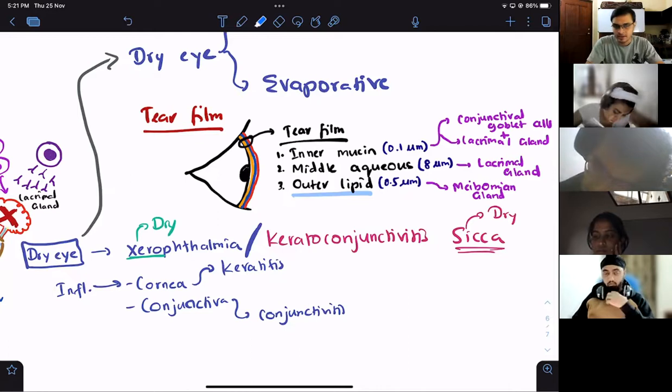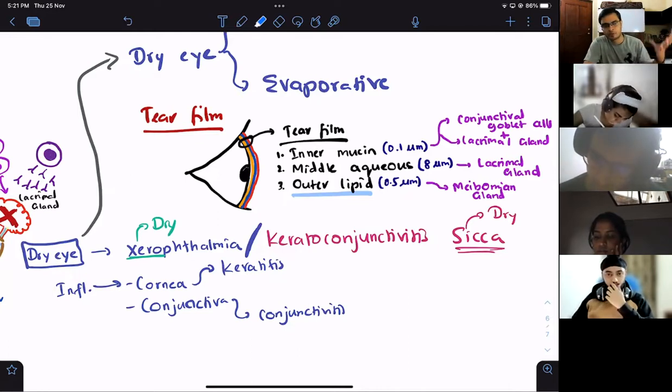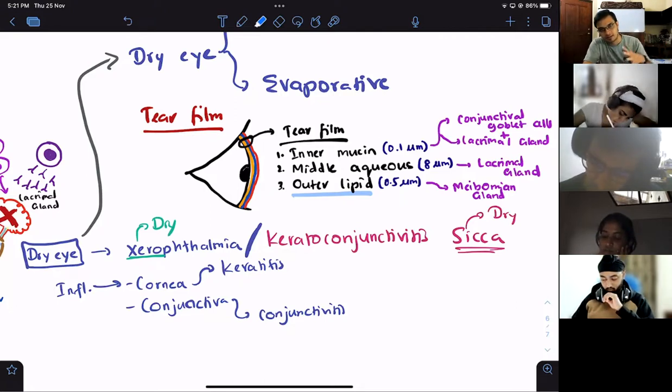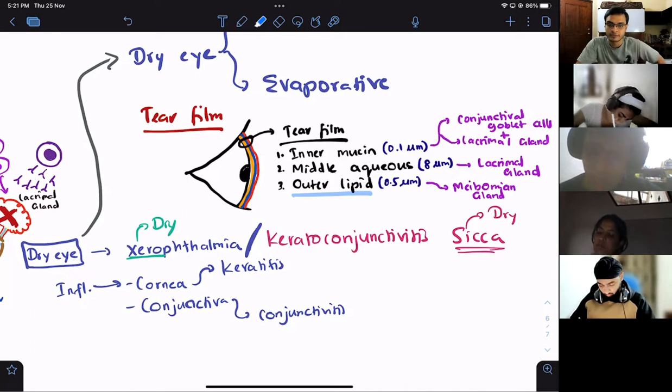What is mucin, guys? We have talked about mucin in other structures. In the GI system, we have mucin, a similar structure. It is a glycosylated protein of very high molecular weight. These mucins reduce friction and give a nice smooth surface.